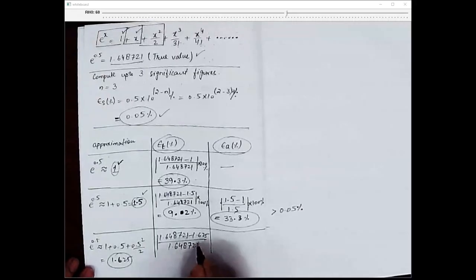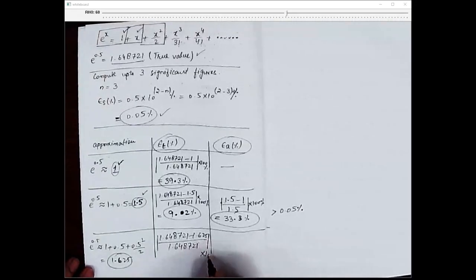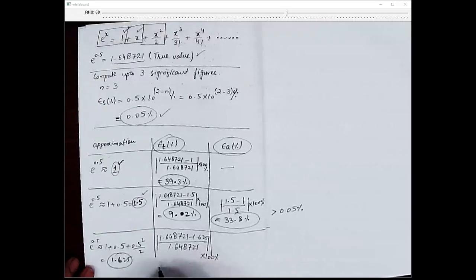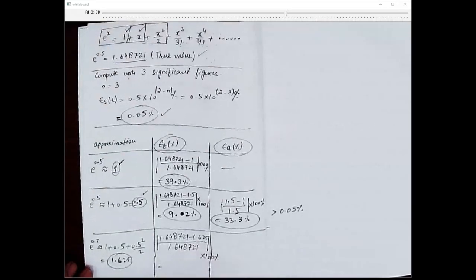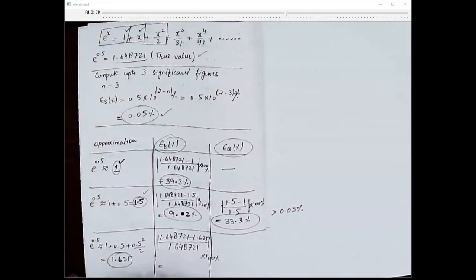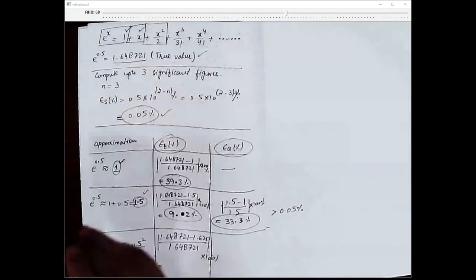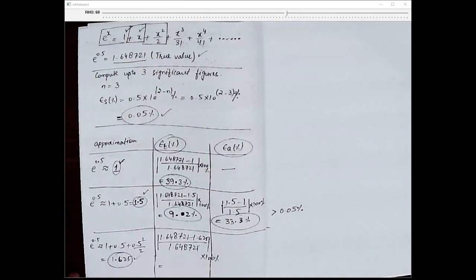So what do you think, will the error decrease or increase now? Decreasing of error means we are going towards the target. Looking at the numbers, are you going towards the target or going far from the target? By the way, I will also put the numerical value in the meantime here. The numerical value is 1.44%.